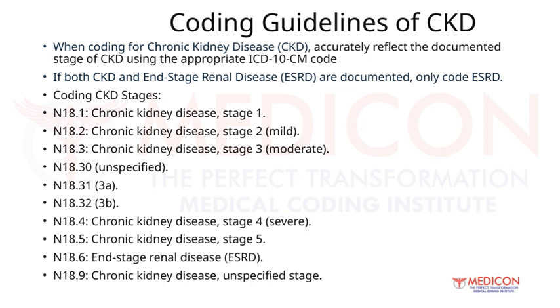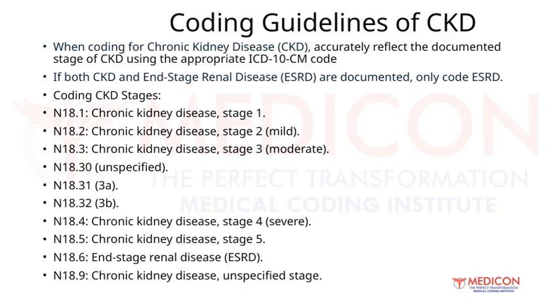For stage 1, the code is N18.1, indicating early-stage CKD. Stage 2, which is considered mild, is N18.2. Moving to stage 3, which is moderate, the codes are N18.30 when unspecified, N18.31 for 3A, and N18.32 for 3B, reflecting the severity within stage 3.